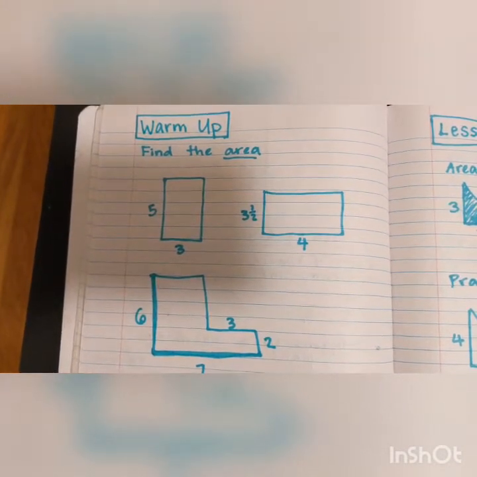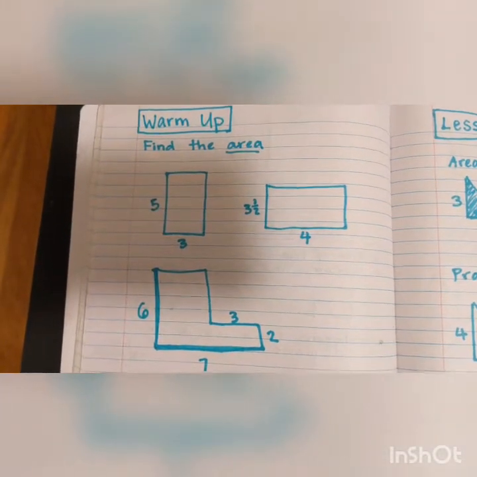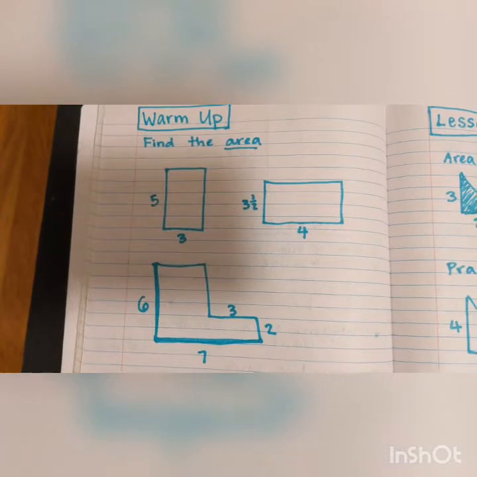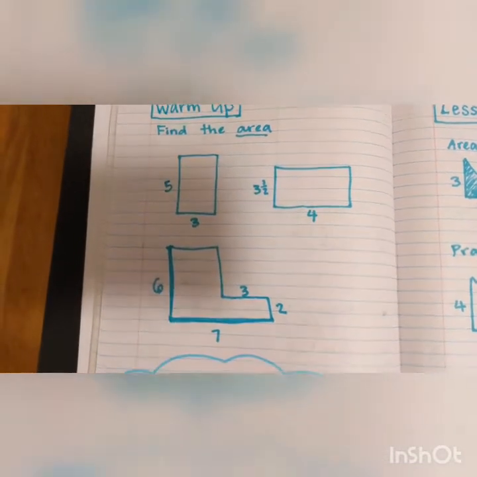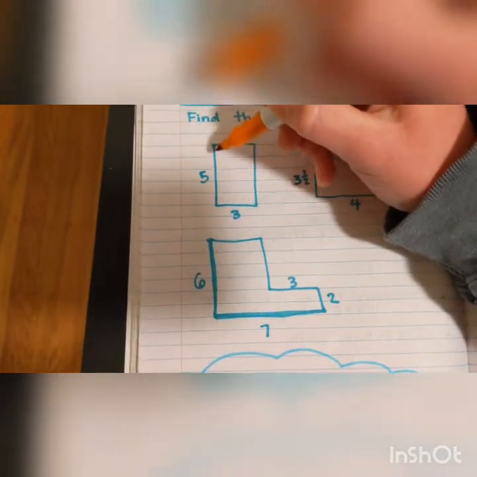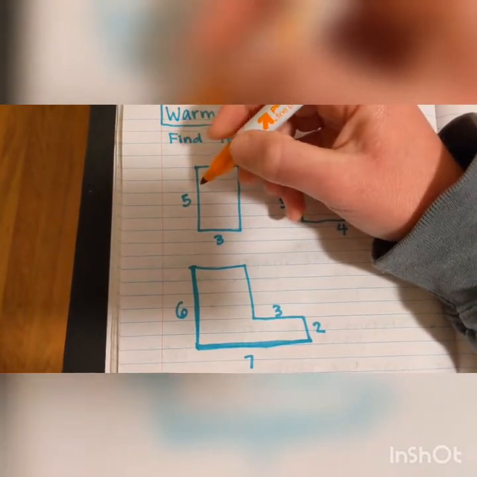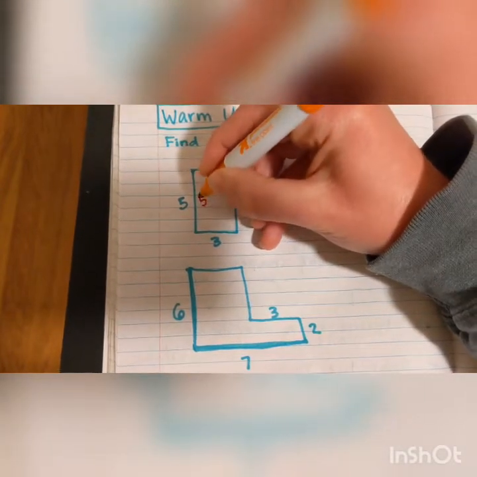Alright, so at this point you should have already taken some time to try doing these problems on your own, and now we're going to have a chance to do it together. So looking at the first one, we have a height of 5 and a width of 3. So on this one, it would be 5 times 3 to find the area.